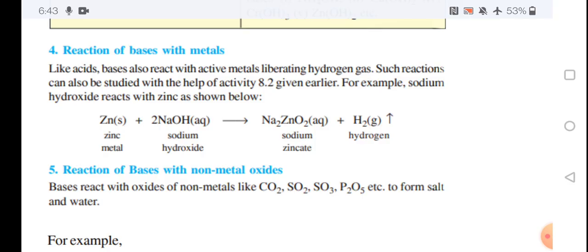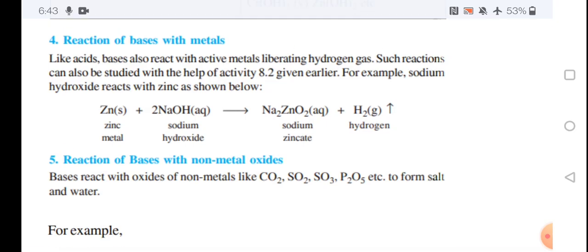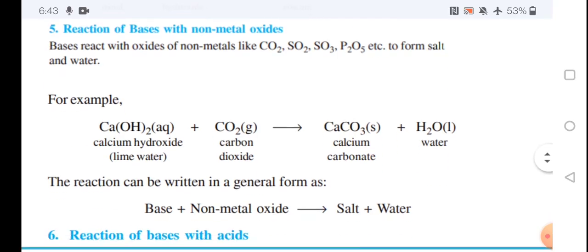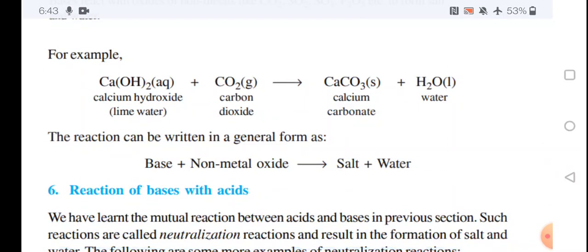Next, reaction of bases with non-metal oxides. Like acids react with metal oxides to give salt and water, in the same way bases react with oxides of non-metals like CO2, SO2, SO3, P2O5, etc. to form salt and water. The reaction can be written in the general form: base plus non-metal oxide gives salt and water.